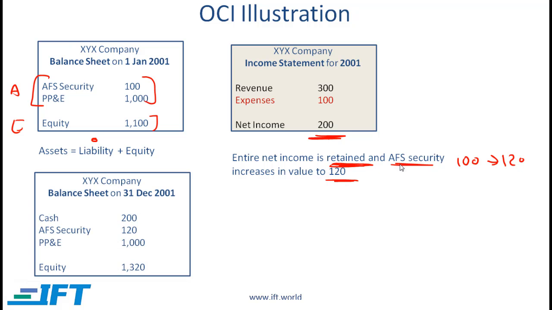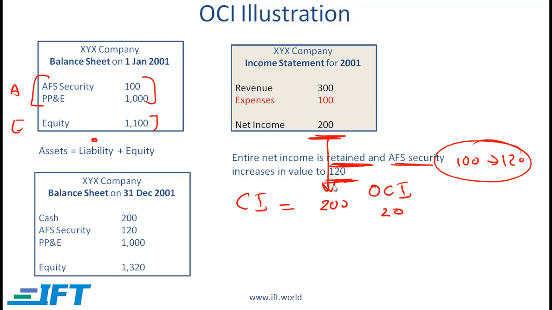Remember, I just mentioned that the increase in value of an AFS security is part of other comprehensive income. This increase of 20 is shown as other comprehensive income. So comprehensive income for the year is equal to the net income, which is 200, that's coming from there, plus other comprehensive income, which is 20. So the comprehensive income is equal to 220.